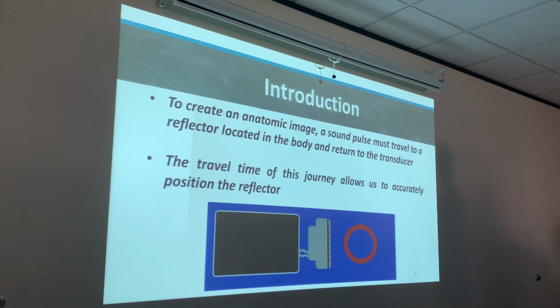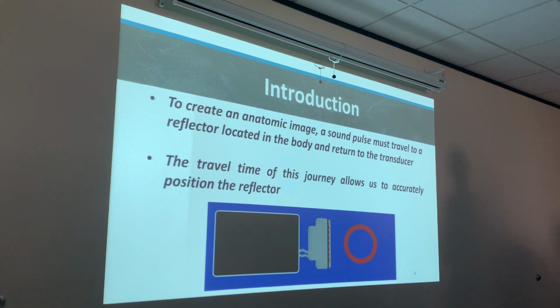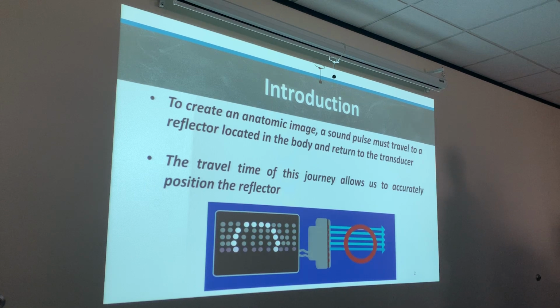It says here, accurately position the reflector at a certain depth. That's how we know, and that's why we get artifacts, sometimes like refraction. We know about refraction. That's transmission with a bend, right?